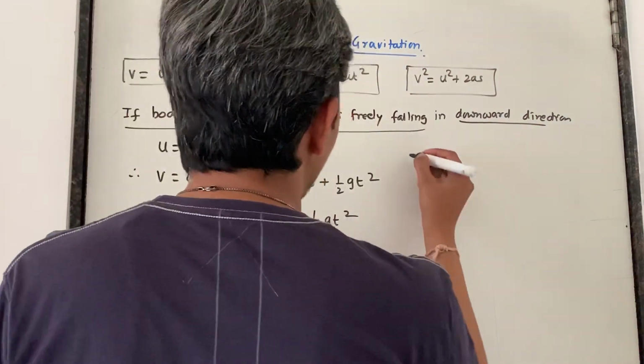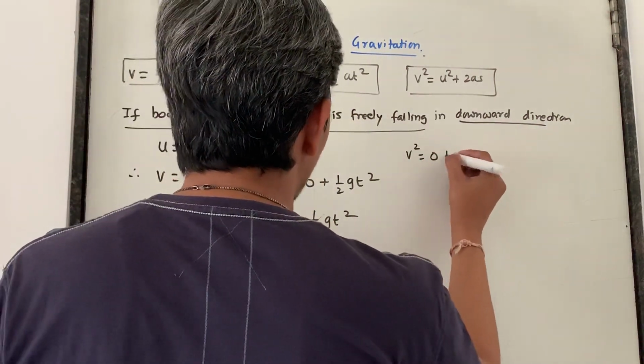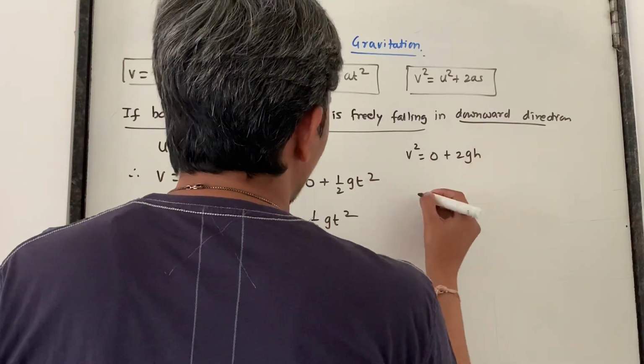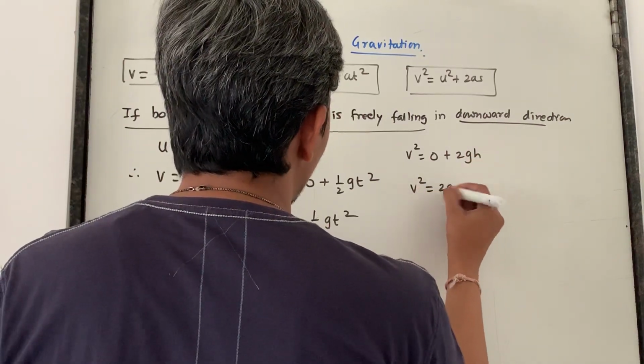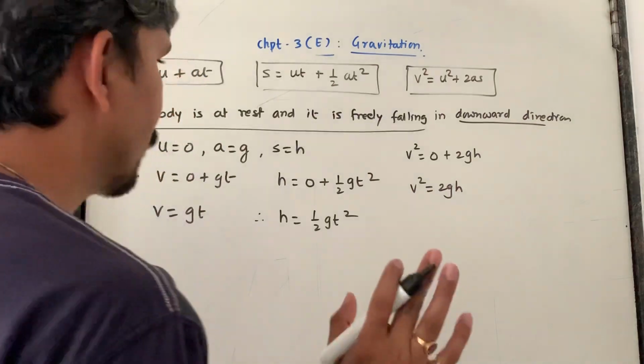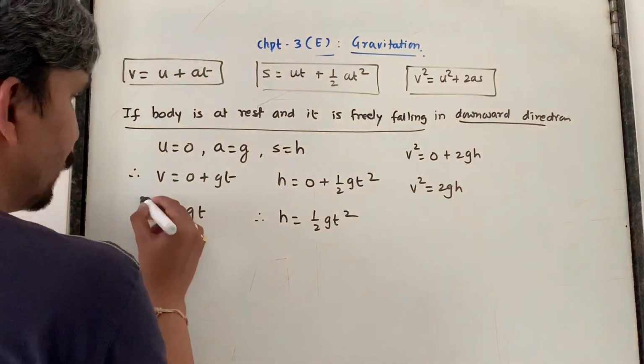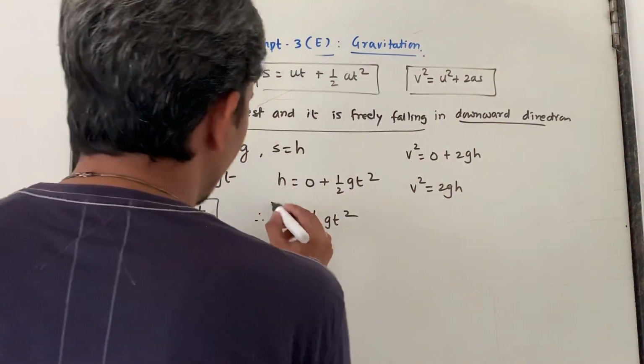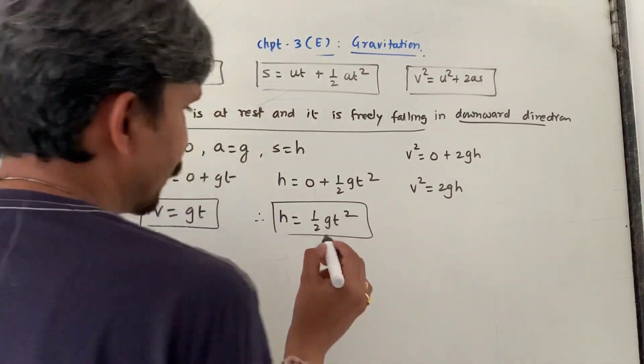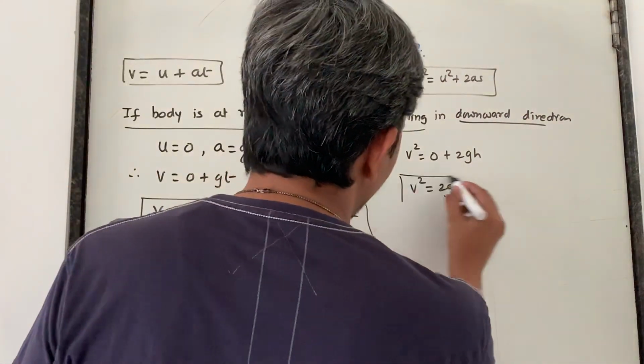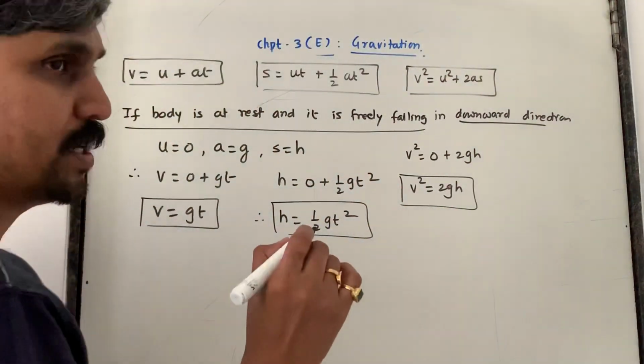And for third, v square is equal to 0 plus 2gh. So you get here v square is equal to 2gh. This is the third equation, right? So you have v is equal to gt, h is equal to half gt square, and v square is equal to 2gh. These are 3 equations.